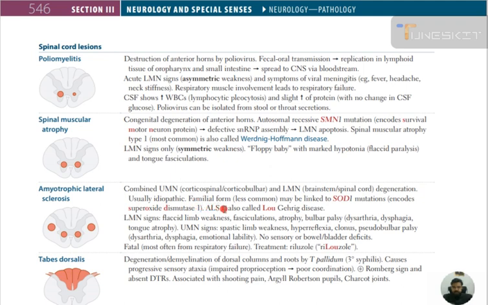Amyotrophic lateral sclerosis is also called Lou Gehrig disease. So, it has lower motor neuron signs: flaccid limb weakness, fasciculation, atrophy, and bulbar palsy, with dysarthria and dysphagia. Lower motor signs.